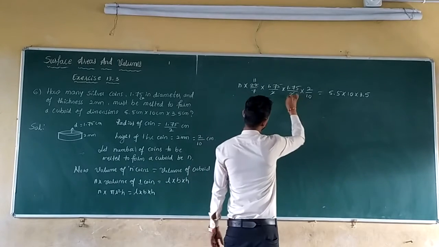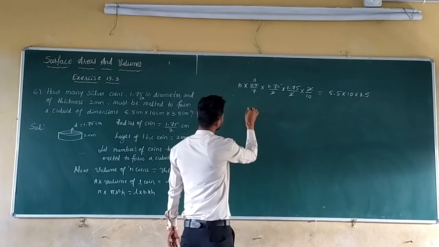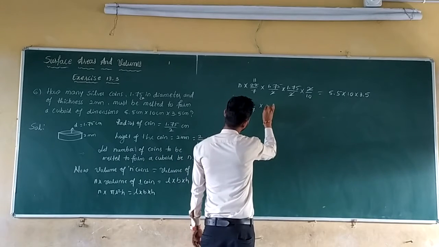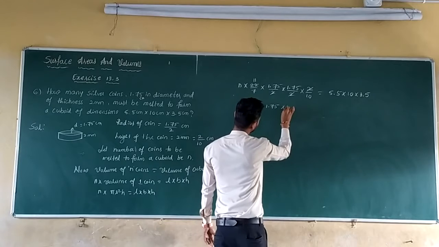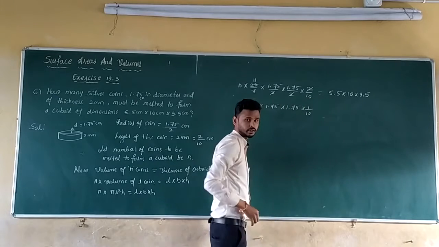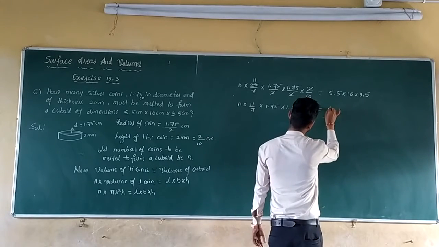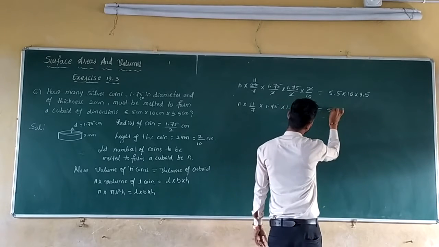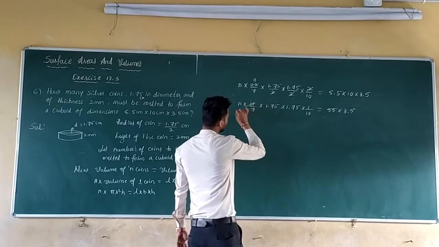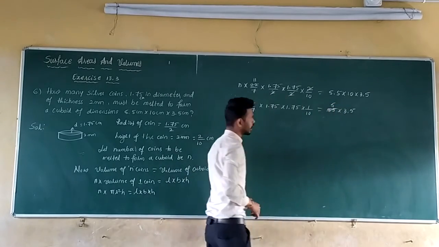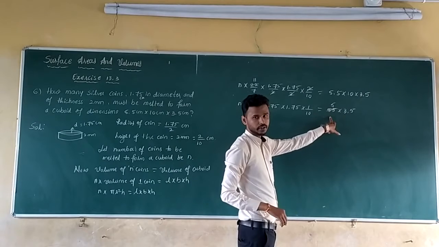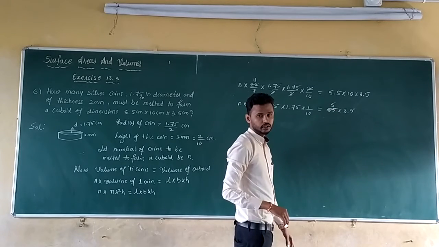So now here 2 elevens are 22. Next what will you get? 2 ones are cancelled. So what will you get? n into 11 by 7 into 1.75 into 1.75 into 1 by 10, which is equals to 5.5 into 10, 55 into 3.5. So here 11 ones are 11, 5 fives are 55, because if you take 11 to the RHS, that will become division. So 11 into 11 fives, it will get cancelled.